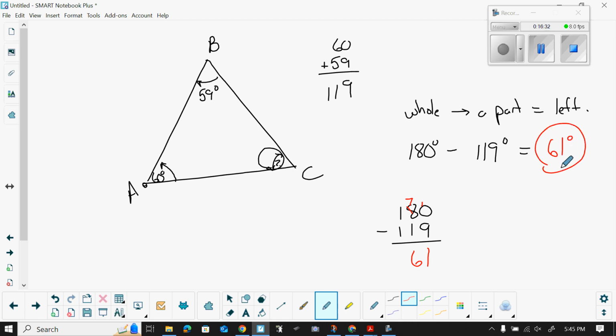And if you think about it, that is right. If I were to take 60 and 59 and 61 and add all three of these together, I would get 180.